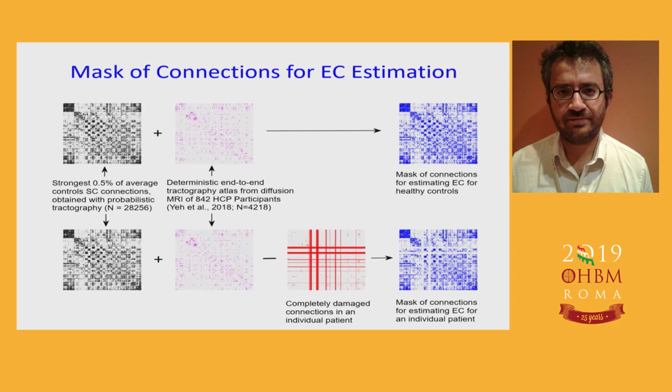tractography data. And so for healthy controls, the mask of connections that we used to estimate EC was the same, but then from this mask, we had to remove for each individual patient those connections which were completely damaged. And so for individual patients, the mask of connections was individual specific. And so the features that we used for classification were from the deterministic atlas, because that reduced the computational cost, but also these were the connections which were the strongest in the functional connectivity in our data set.